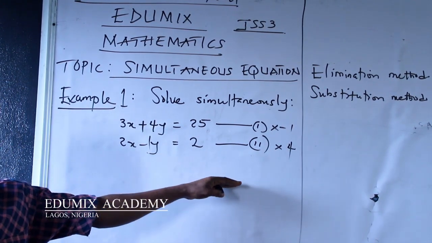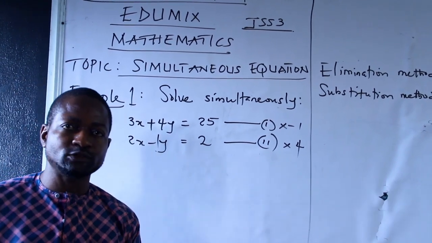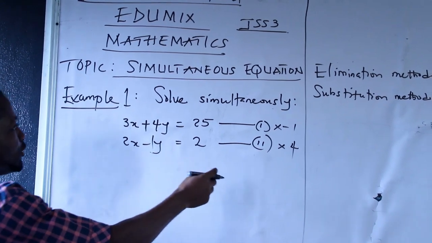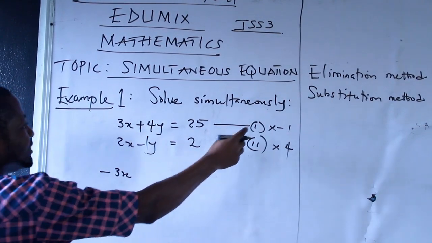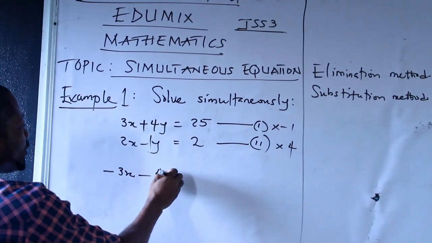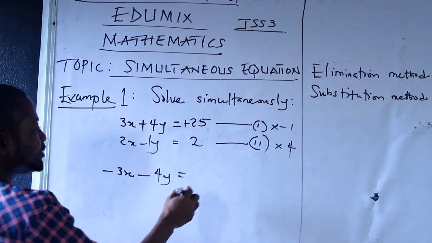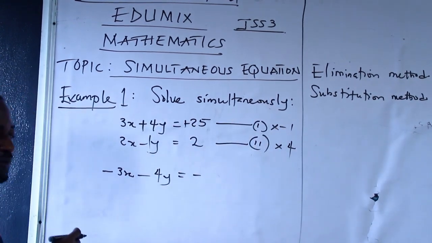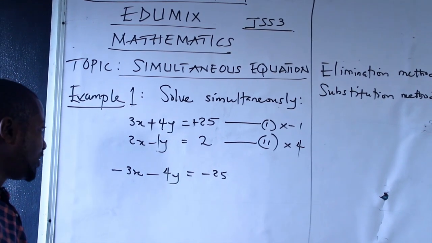So what we are going to get next are two different equations, which we are going to label equation 3 and equation 4. Now let's go. Minus 1 times 3x will give us minus 3x. Then minus times plus is minus. Then 1 times 4y will give us 4y is equal to. Then minus times the invisible plus here gives us minus. Then 1 times 25 will give me 25. Are you following, students? Alright.